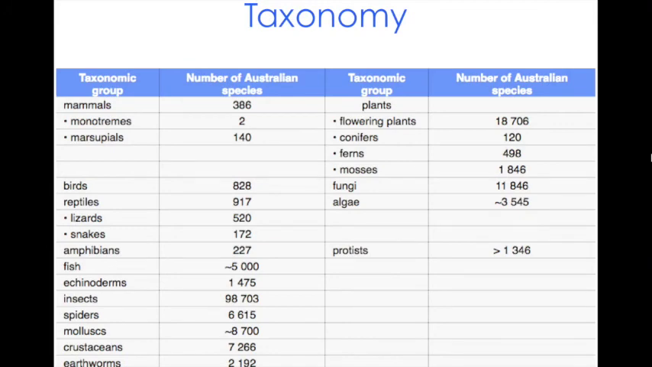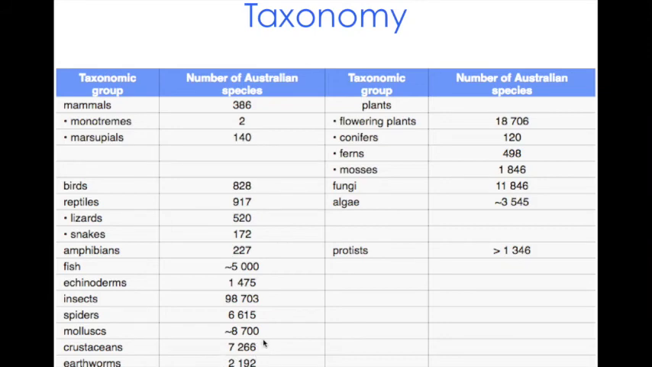Taxonomy. So here is a table showing the number of species that fit underneath their major categories. This is some of the things you are familiar with. We have about 386 species of mammals, and of those mammals, there's about 2 species of monotremes and 140 species of marsupials, and the rest are placental mammals. 800 or so birds, 900 reptiles, and so forth. You can see of the animals there, the most numerous is actually the insects, with the beetles composing the biggest category. So that's just a few things.